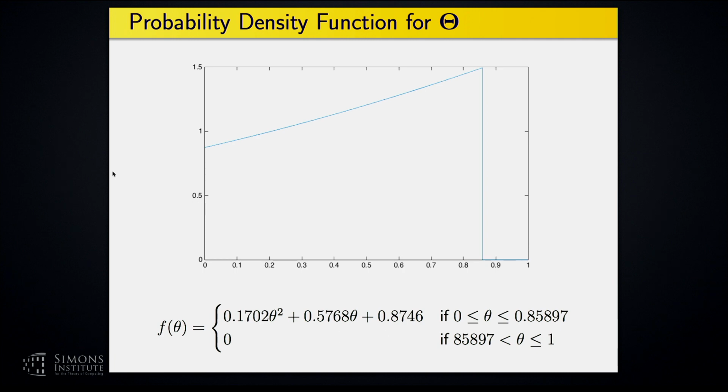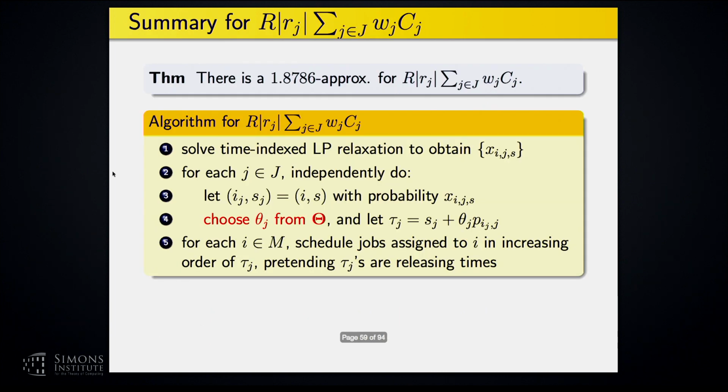So here is what the distribution looks like. From 0 to this point is an increasing function. It's almost linear, but it's a quadratic with a very small quadratic term. And after this point theta is 0. That coincides with our idea that we should shift mass from the left to the center, and from the right to the center. So to sum up, we have a 1.8786 approximation algorithm for unrelated machine scheduling when jobs have arrival times.